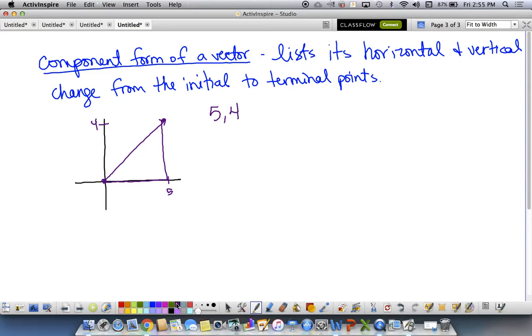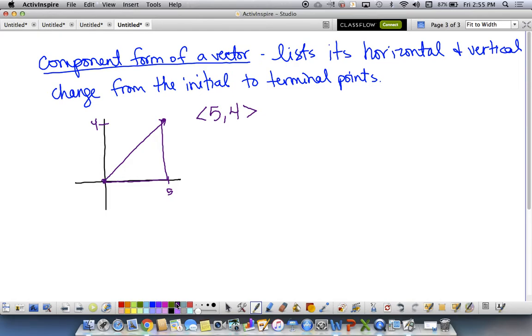5, 4. It's going to look and appear a lot like a coordinate. But the difference with a vector is that there won't be parentheses on the side. It will be the little alligator mouth, the greater than, less than symbols. That will be the component form of a vector.